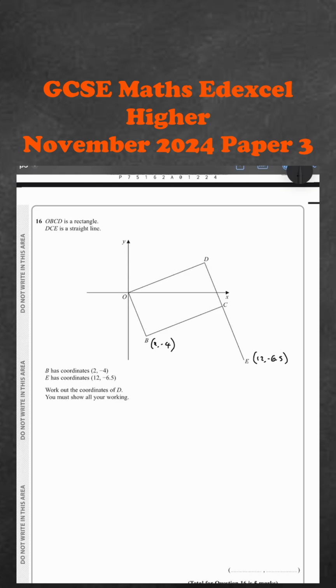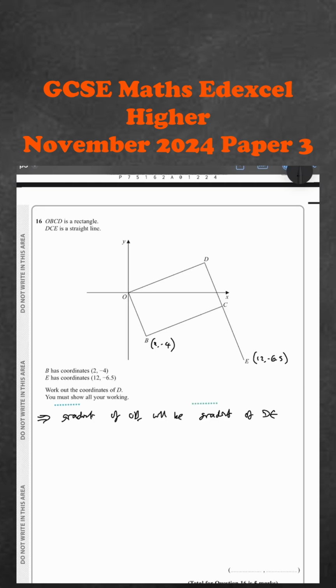So in order to find this, I'm going to need to find out the equation of the line that D and E are on. Now, we can see, because this is a rectangle, that the line OB is going to be parallel to the line DE. So if I work out the gradient of OB, that will be the gradient of DE.